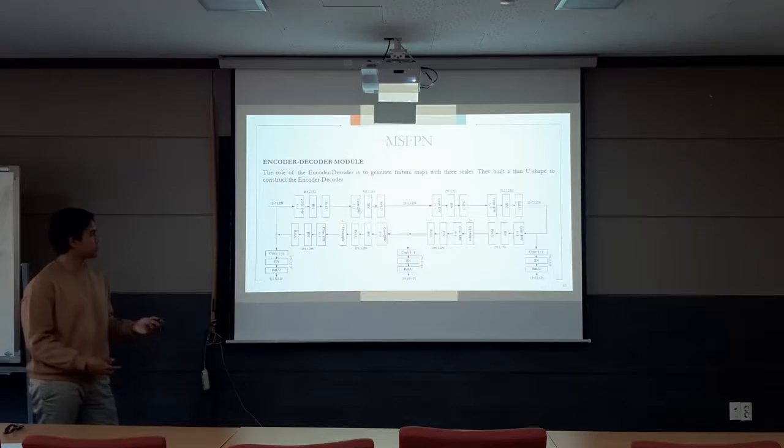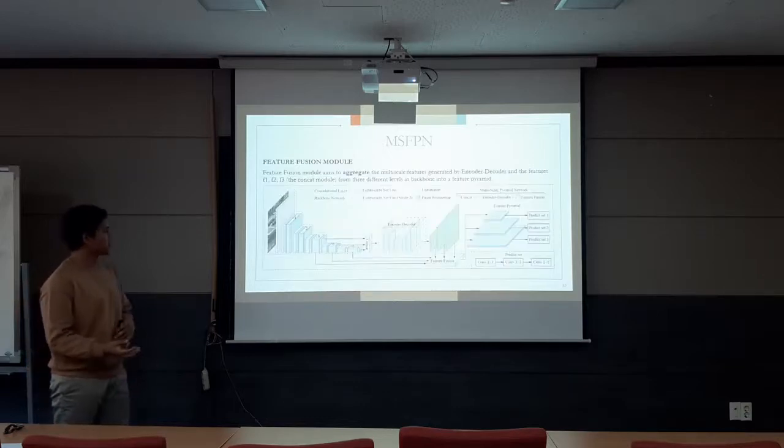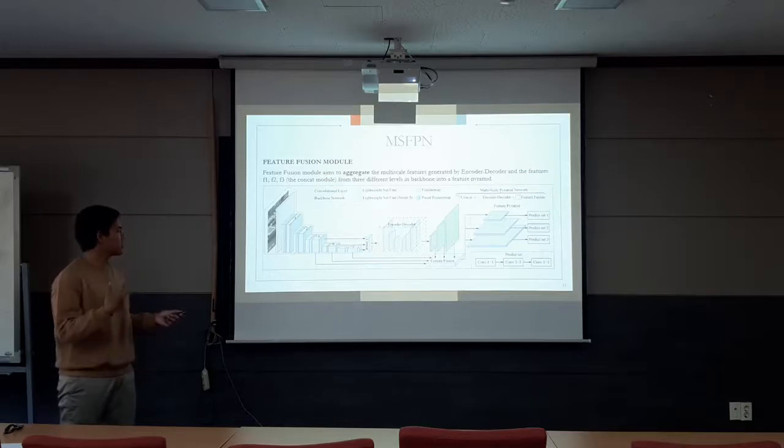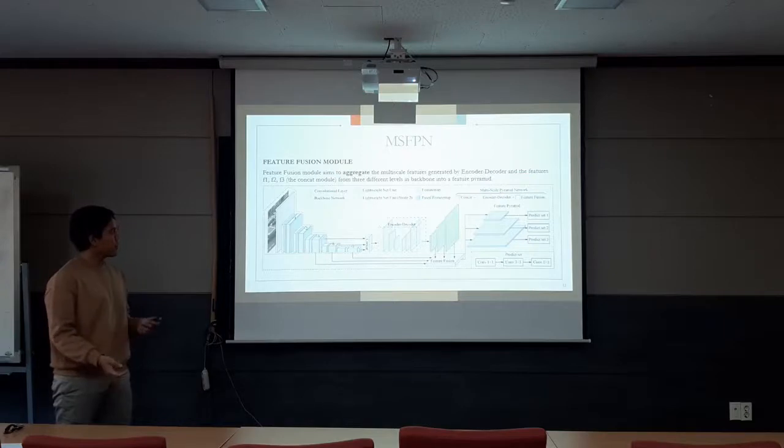Next is the feature fusion module. The feature fusion module is just combining the result of the encoder decoder and the concat module, and the result will generate our feature pyramid like here. In the feature pyramid we have three prediction sets: set 1, set 2, and set 3.